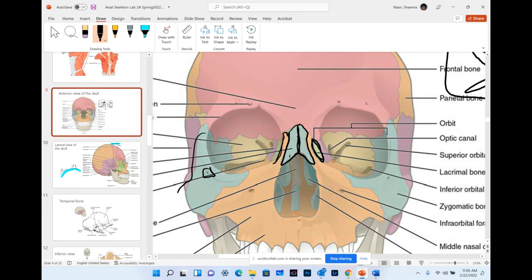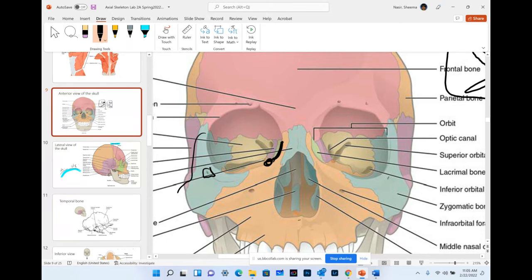So if you put your finger on this groove, then you are going to feel that there is a depression over here. There is a depression right here. That depression is called nasolacrimal groove, and that leads into a hole right here, which is called the lacrimal canal.